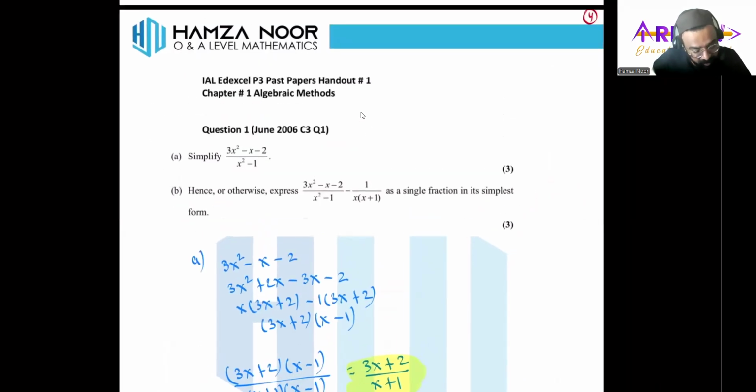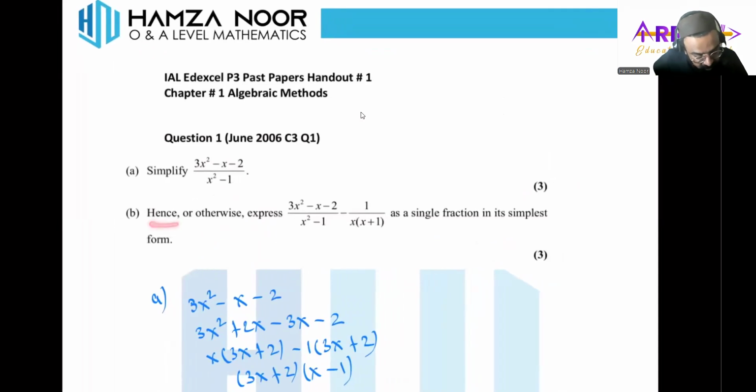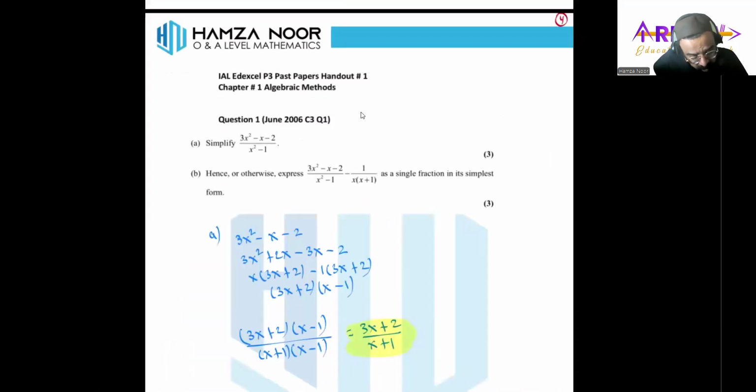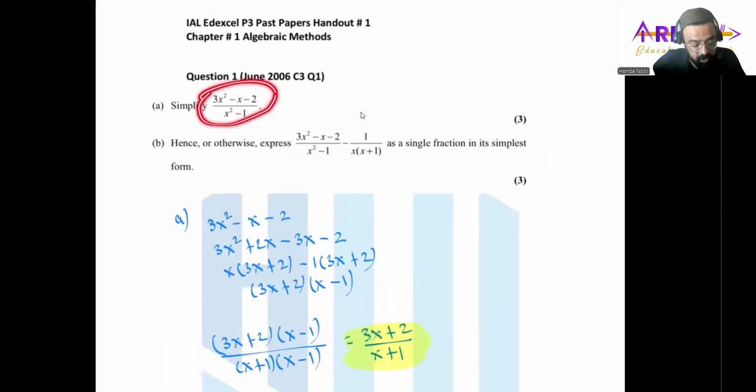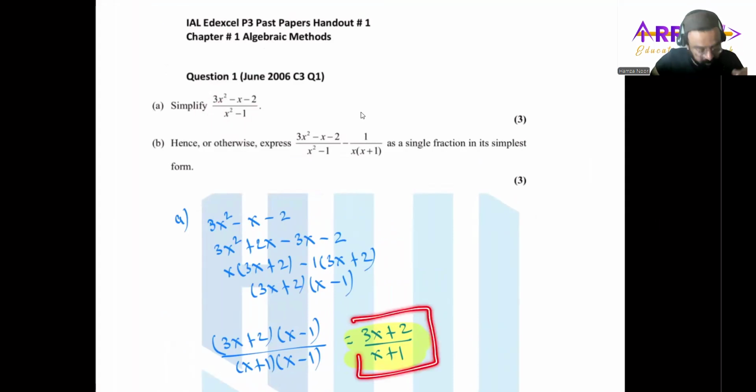After this, we have part B: hence or otherwise express 3x squared minus x minus 2 divided by x squared minus 1, and then we need to subtract this fraction, meaning here we have a minus sign and 1 upon x into x plus 1. We need to express this as a single fraction in its simplest form. First things first, in place of 3x squared minus x minus 2 divided by x squared minus 1, we can exactly write 3x plus 2 divided by x plus 1, the outcome of part A.